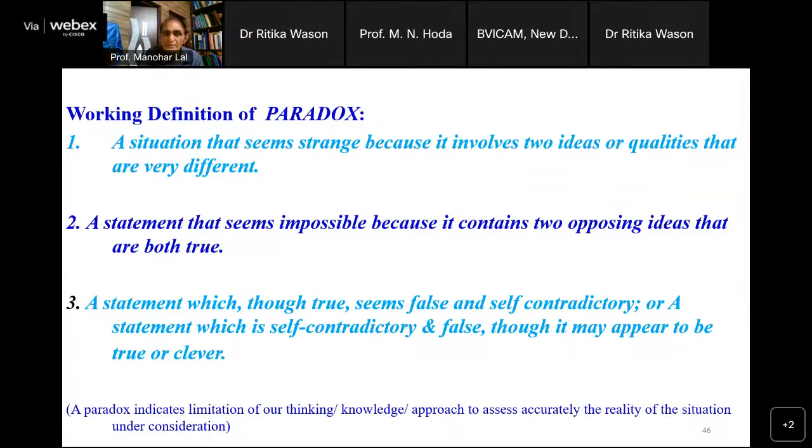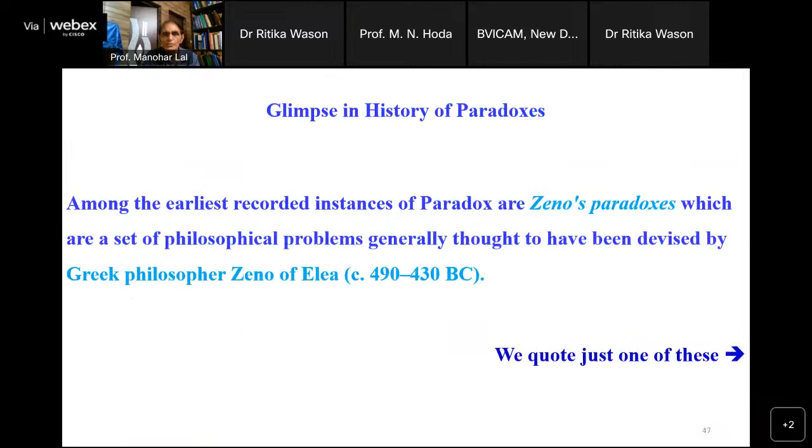A statement which, though true, seems false and self-contradictory. So these are some of the definitions. Now we'll go to some of the very well-known paradoxes in history. And friends, the resolution of these paradoxes has contributed a lot to the development of mathematics and computing.